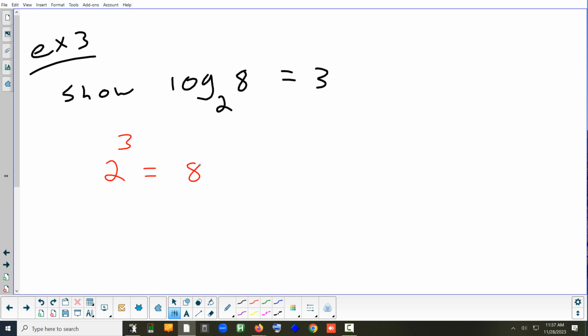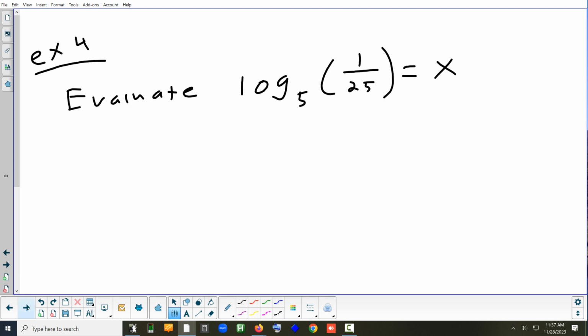So now it's just a matter of figuring out, is that true? Well, what's 2 to the 3rd power? 8. So when I simplify the left, I get 8. The right side has an 8 because that's what was right there. And are those equal? Yeah. So log base 2 of 8 equals 3. 2 raised to that power gives you that number. That's what a log is. Any question on that one?